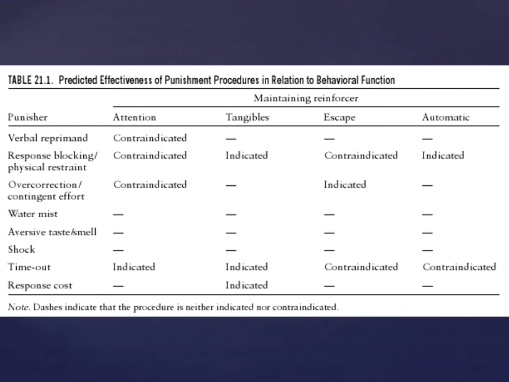Similarly, if you attempt to restrain an individual when they engage in escape-maintained behavior, they would still escape from the current demand. This type of punishment would also again provide attention. Based on this chart, what functions of behavior could allow for appropriate use of timeout? For which functions of behavior would timeout not be appropriate?